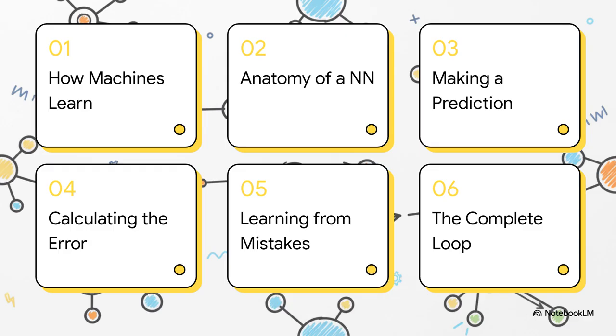All right, so here's our game plan. We're going to walk through this step by step. First, we'll touch on the big idea of how machines can learn at all. Then, we'll dissect a neural network to see what it's made of. We'll watch it make its first guess, see how we measure its mistakes, and then, and this is the best part, we'll see how it actually learns from those mistakes. It's all part of one big, continuous loop.